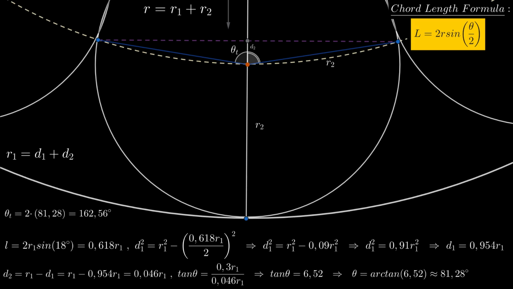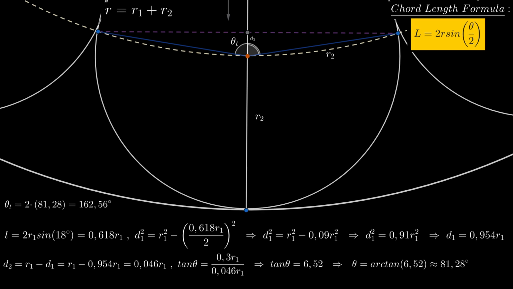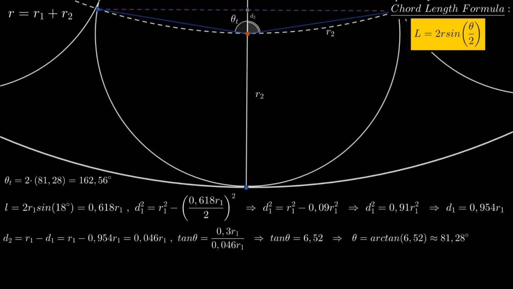And since this chord's length is already known in terms of r1, we use the formula for the chord's length again. And we have 0.618 times r1 equals 2 times r2 times sine of 162.56 over 2, which is 2 times sine of 81.28, which is 1.98 times r2. And we get r1 equals 3.2 times r2.